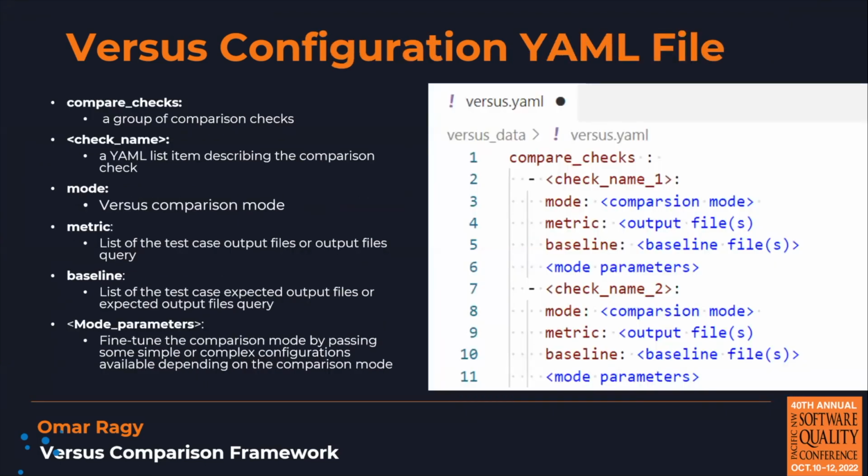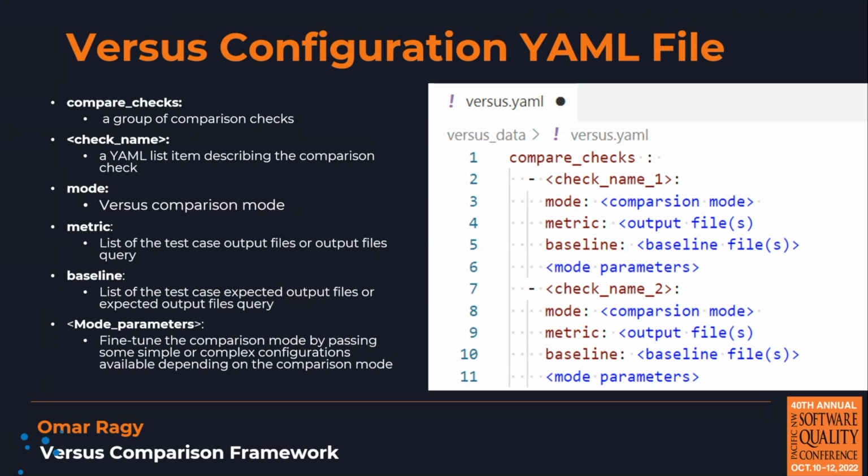I'm explaining today the Versus configuration file. It's a simple YAML file. It has a major key, which is called compare checks. Compare checks is a group of comparison checks. So this one is hard-coded, compare checks, and then you start putting some names for your own checks. So we have here check 1, check name 1, check name 2. You can put here whatever you want.